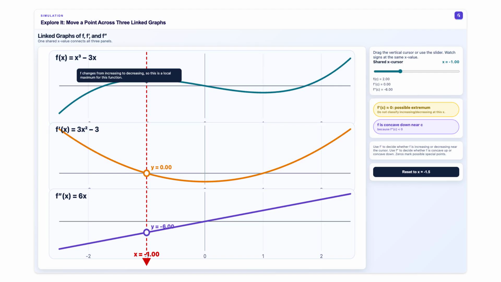A 0 of the first derivative is a candidate for a local extremum, meaning a possible high point or low point of the original function. In this example, the first derivative changes from positive to negative, so the original function has a local maximum there.